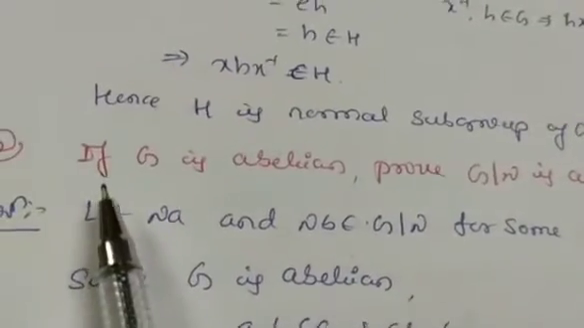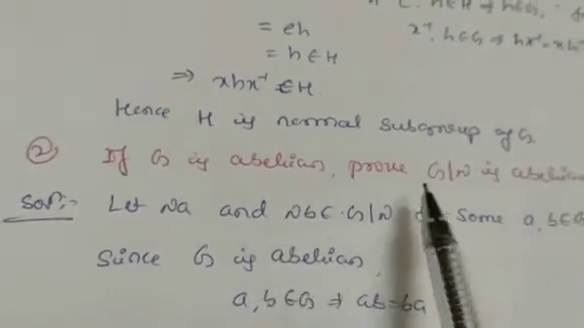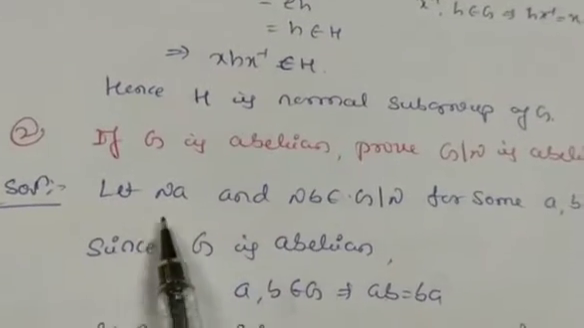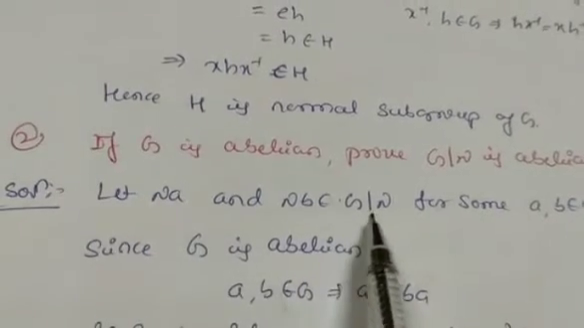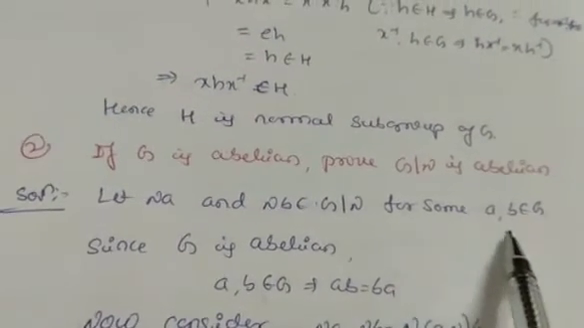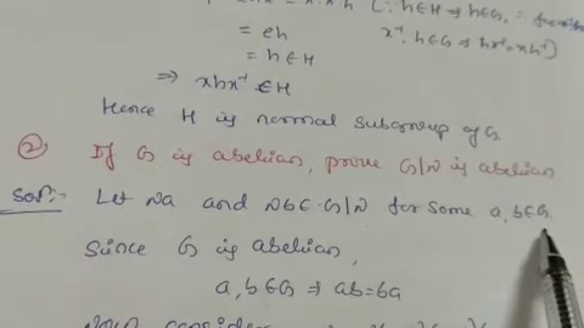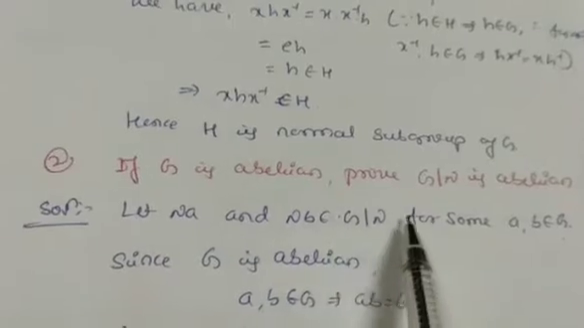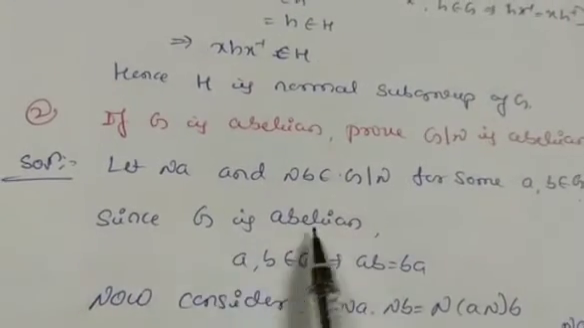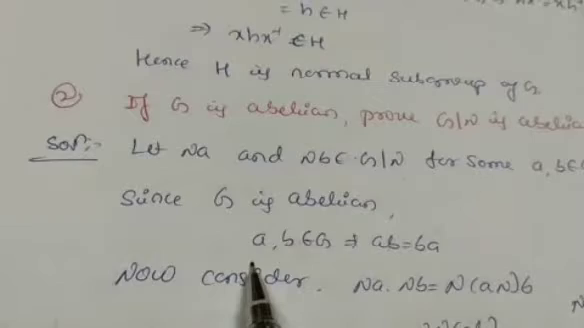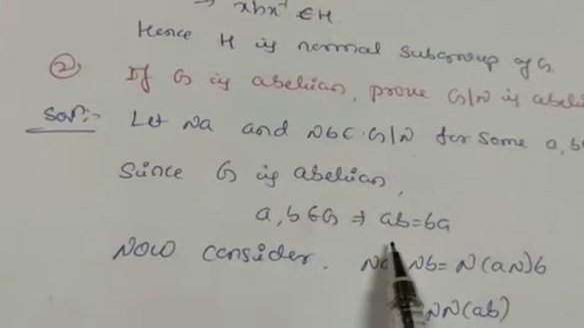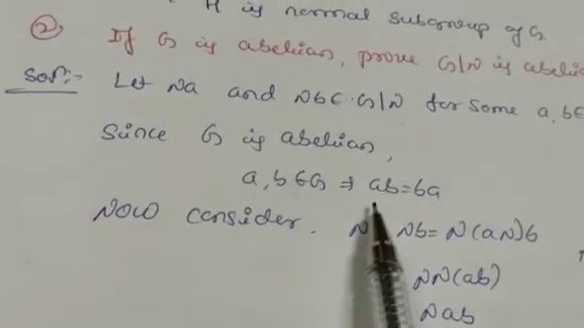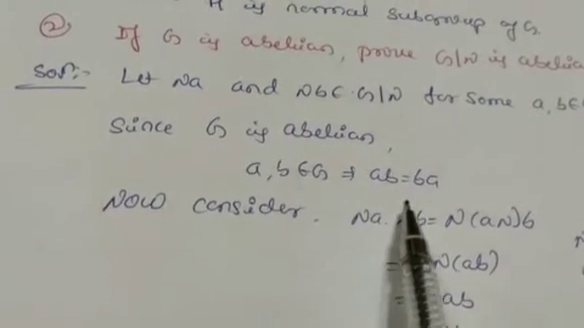Take one more example. If G is abelian, then prove that G/N is also abelian. Let Na and Nb belong to G/N for some a, b belonging to G. That is, let us take two right cosets of G/N. Since G is abelian, for all a, b belonging to G, ab is equal to ba. This is the definition of an abelian group, that is, it satisfies commutativity.